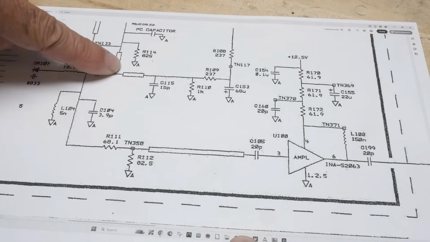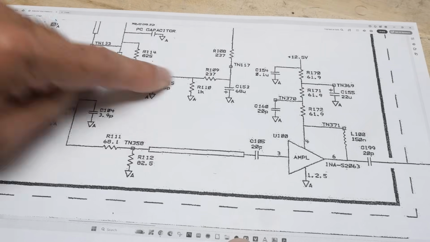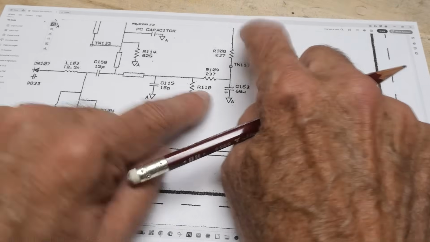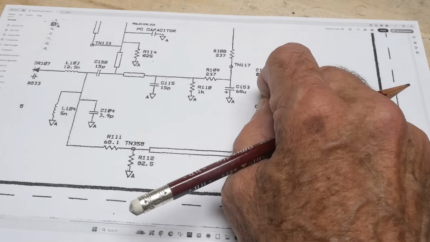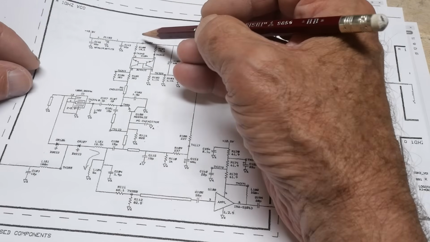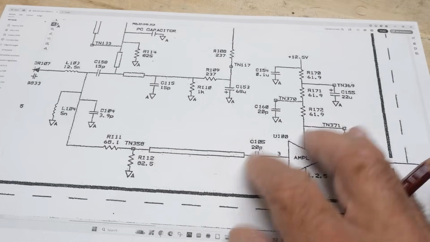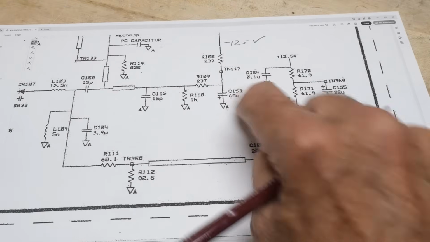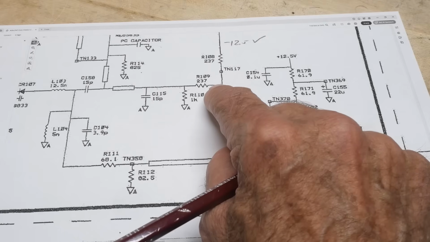All right, so the signal goes that way, and then it goes into... I'm not showing this very well, am I? All right. So our minus 12 volts comes in over here, okay? So basically this is minus 12.5 volts right here. Okay, so we just have a really stiff minus 12.5 volts here.